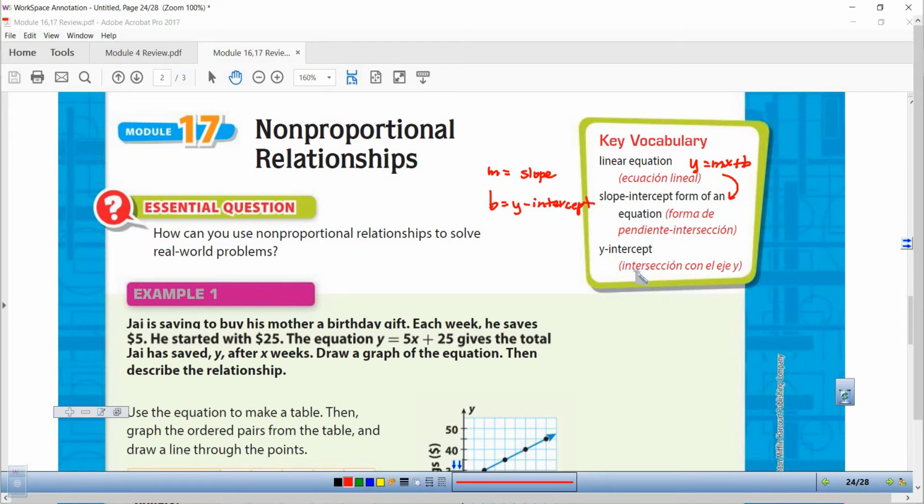And what is the y-intercept? The y-intercept is the point where the line crosses the y-axis, and it will always be (0, b). X is always 0. And the reason why x is always 0 is because it's on the y-axis, and anywhere on the y-axis, the x value is 0.